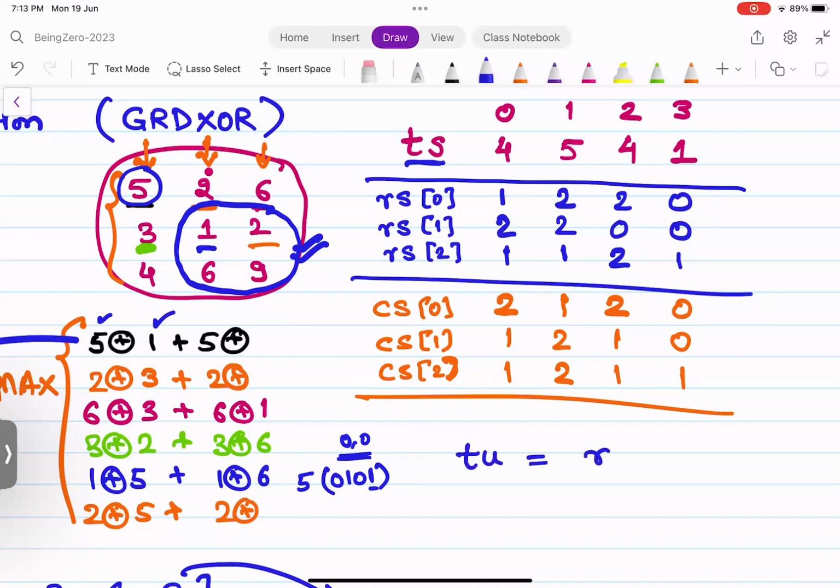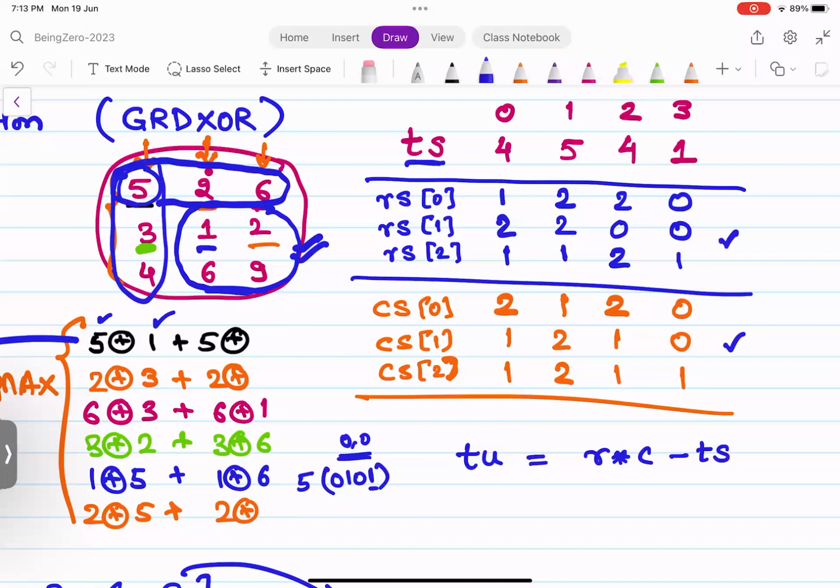Total unset will be R cross C minus total set for any bit position, right? Now in the same way, you want to subtract, you want to miss out these numbers and these numbers, and you want to care about the rest of the numbers. Is that derivable from these pieces of information? Row length minus number of sets.